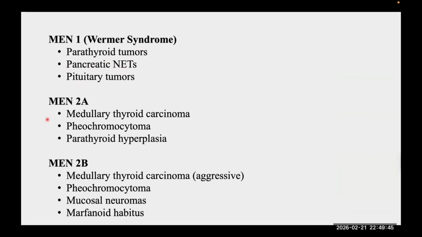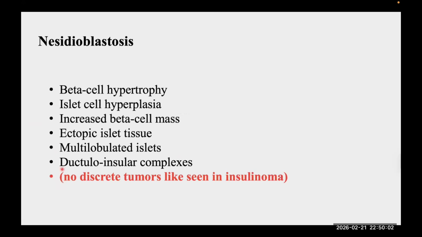Now, MEN2 can be subclassified into MEN2A and MEN2B. MEN2A and B both are associated with medullary thyroid carcinoma and pheochromocytoma. The difference is in the third. So if there is parathyroid hyperplasia, this is MEN2A. If there is mucosal neuroma and marfanoid habitus, this is usually MEN2B.